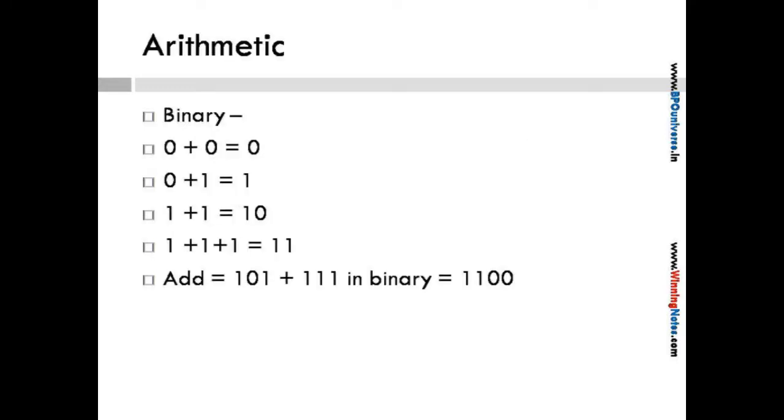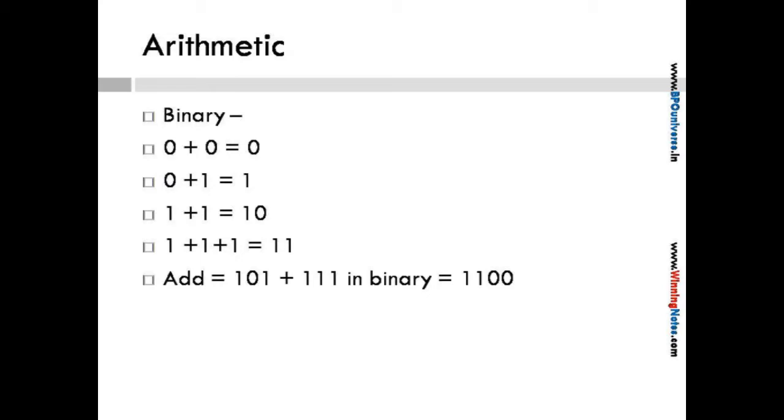Now we can do some arithmetic on these numbers. Arithmetic basically means that we will apply the formulas for addition, subtraction, etc. This is sometimes asked in the question papers, and hence it is important to know. Now in binary, 0 plus 0 is 0, 0 plus 1 is equal to 1, 1 plus 1 gives you 2 in decimal, which is equivalent to 10 in binary, and 1 plus 1 plus 1 gives you 11. Now you add 101 plus 111 in binary and you get 1100.